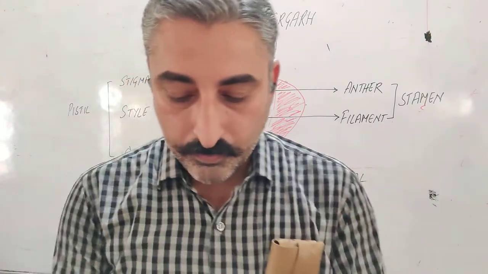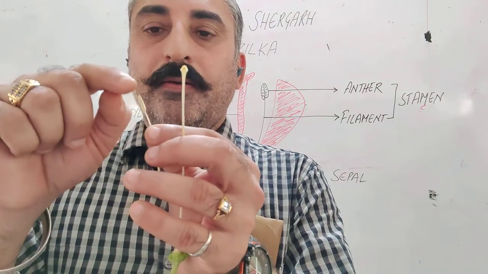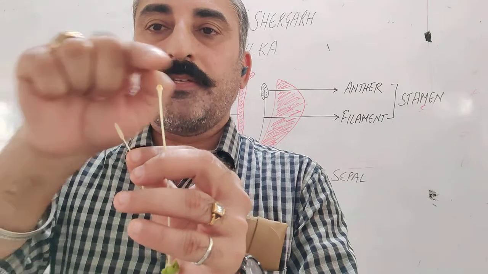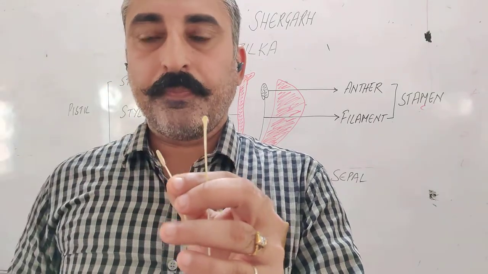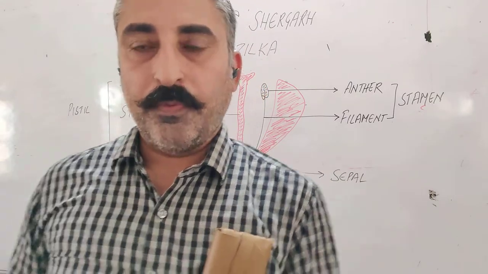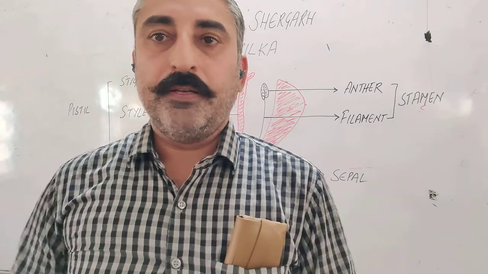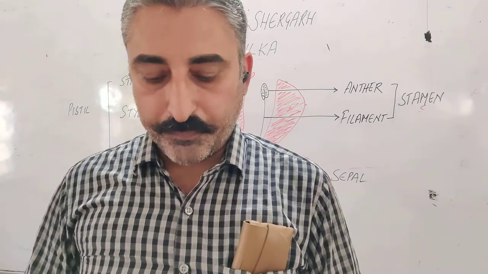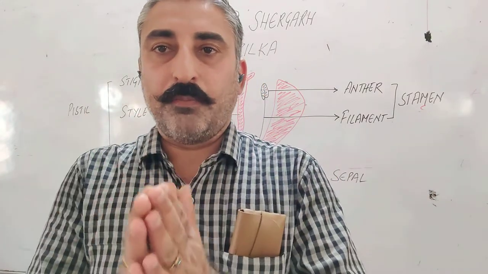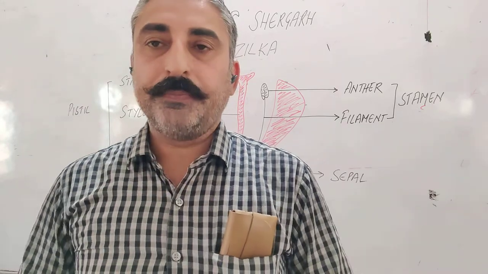Now, when pollen grains from anther reach at stigma, this process is known as pollination. After pollination, with the help of pollen tube, the male germ cell will reach at the female germ cell that is present in ovary. Now, when male and female germ cell both will combine, this process is known as fertilization.